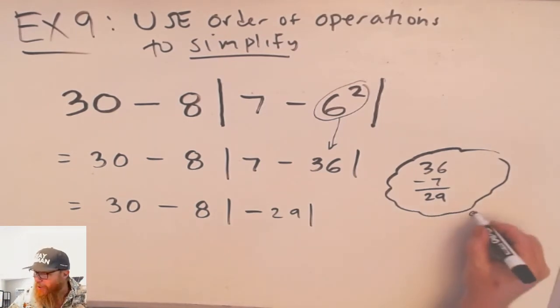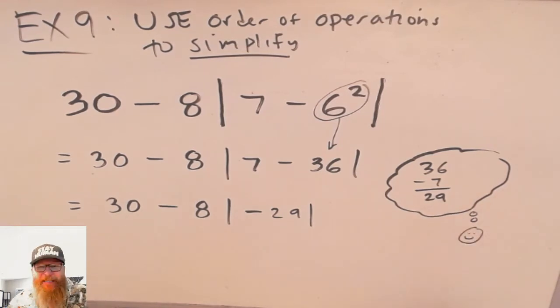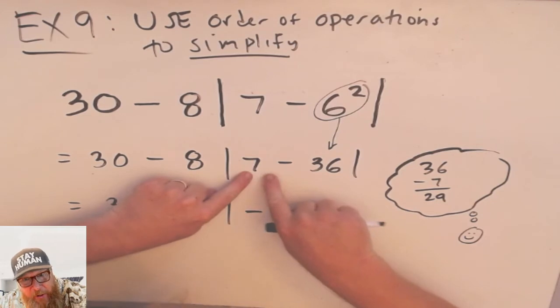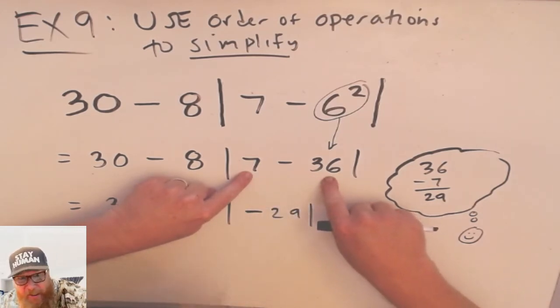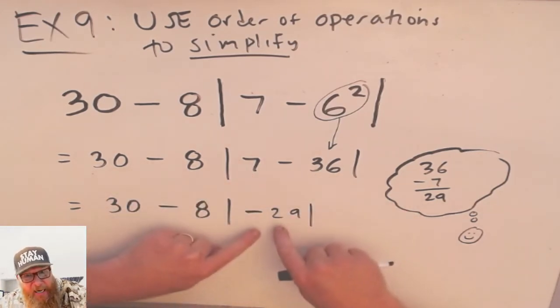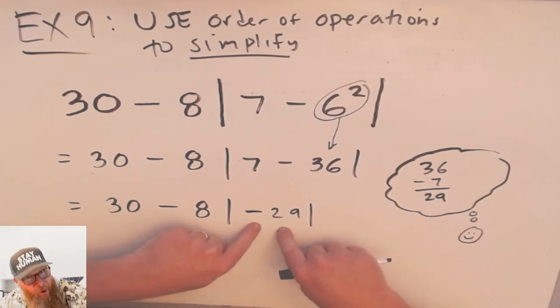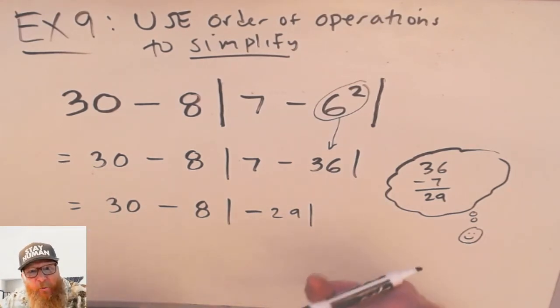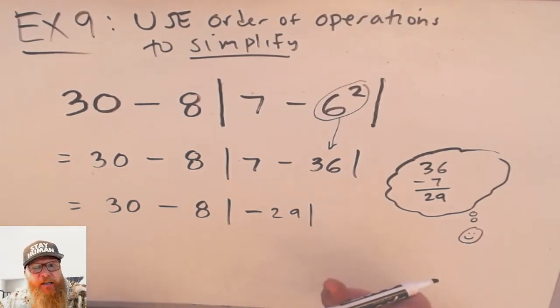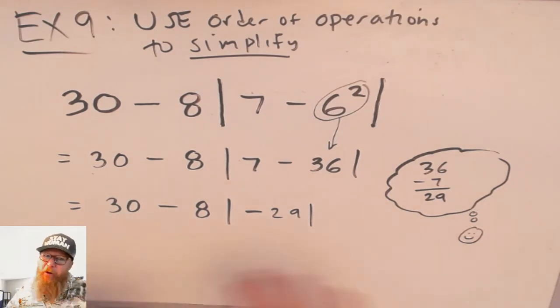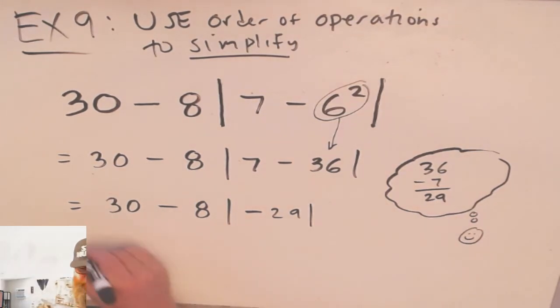Now, you could follow all the rules, but it's easier just to think like a human being. I had $7, I went to the store and I spent $36, and now I am in the hole $29. Now this is a really nice bank that doesn't charge you any fees. No fees unless it's a word problem with fees.